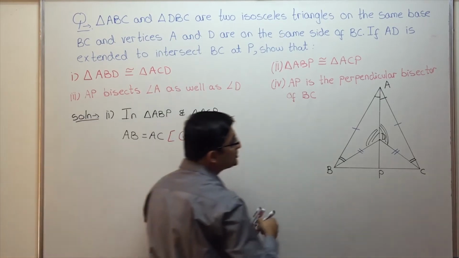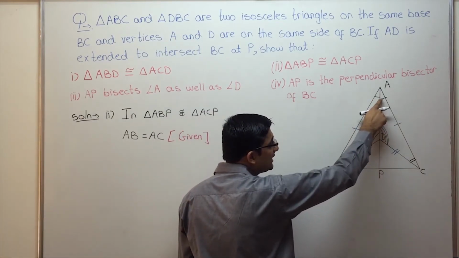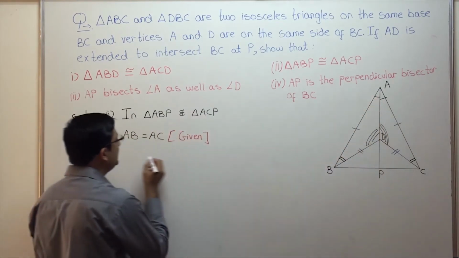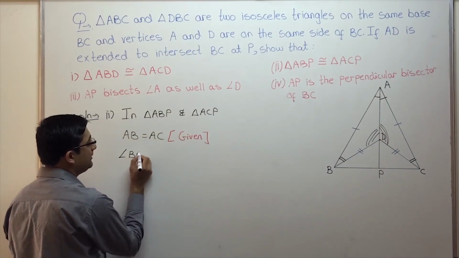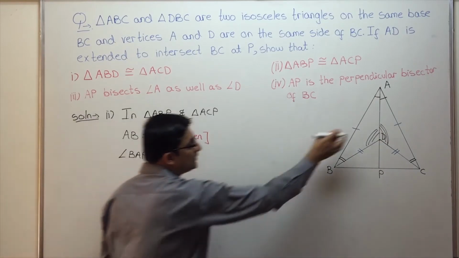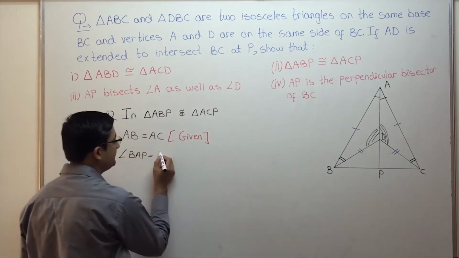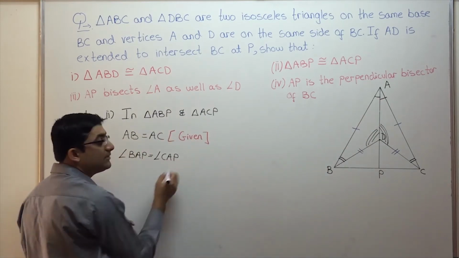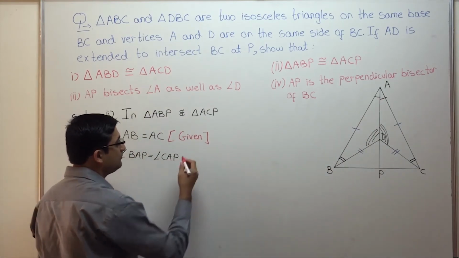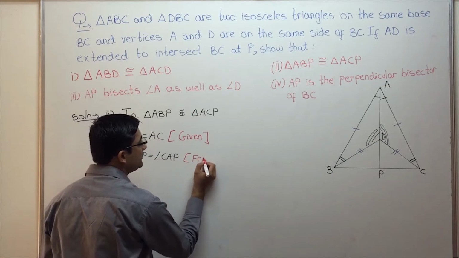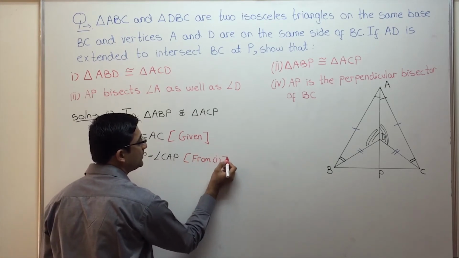Next, we just saw that this angle is equal to this angle. So what is this angle? Angle BAP. So angle BAP is equal to this angle over here, angle CAP. You can mention in bracket, from part 1. So in part 1 we have shown this. So you can say over here, from part 1.